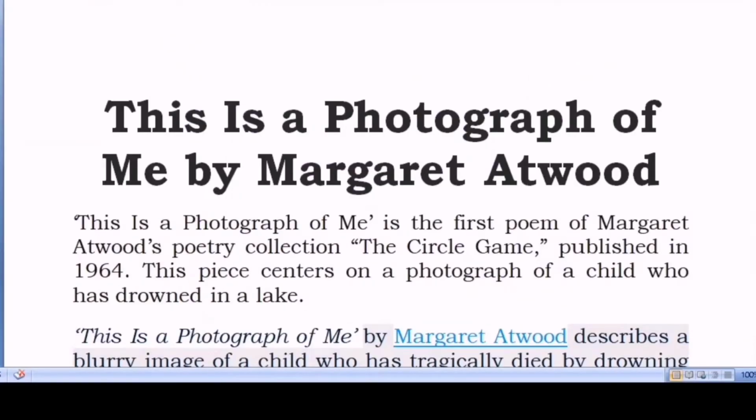So let's get started. "This Is a Photograph of Me" is the first poem of Margaret Atwood's poetry collection, The Circle Game. So we have to take note of the poetry collection, The Circle Game. We can expect a question: the poem titled "This Is a Photograph of Me" has been selected from which poetry collection? The Circle Game, published in 1964. And this piece centers on a photograph of a child who has drowned in a lake.